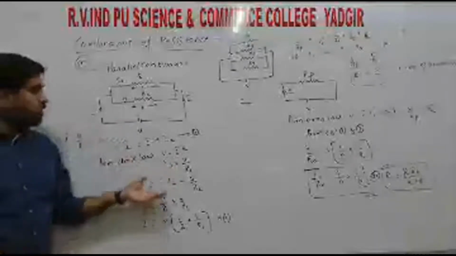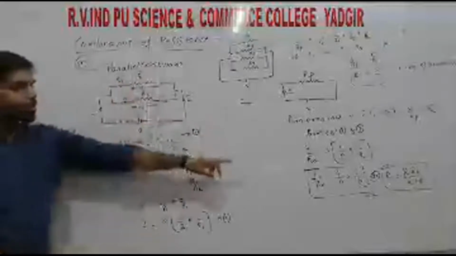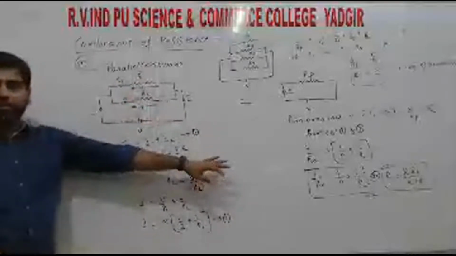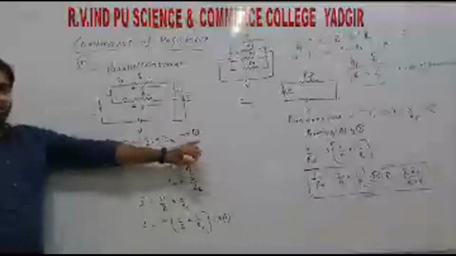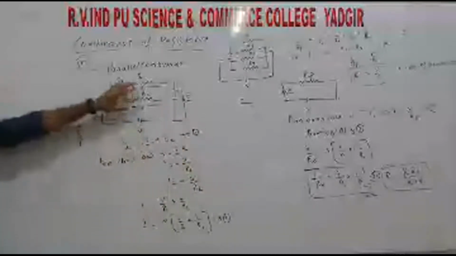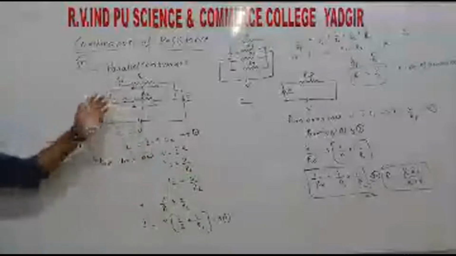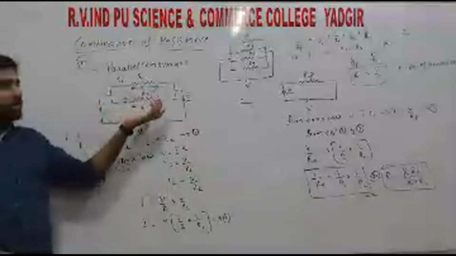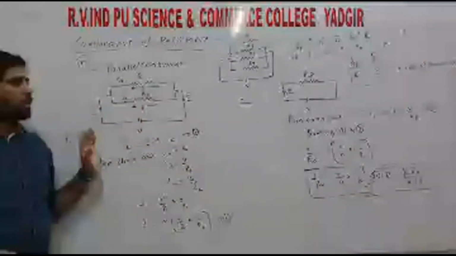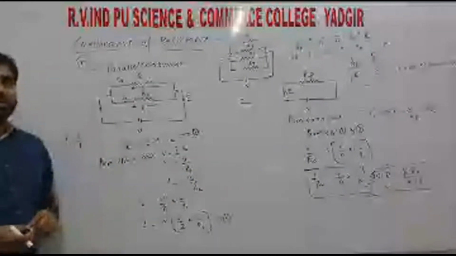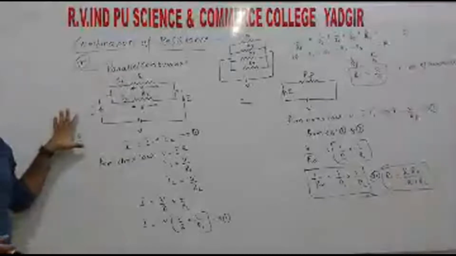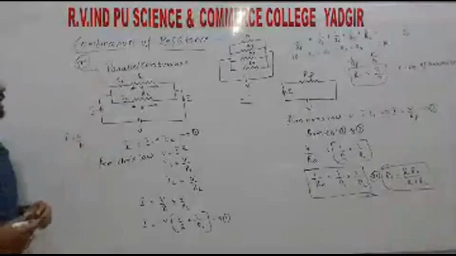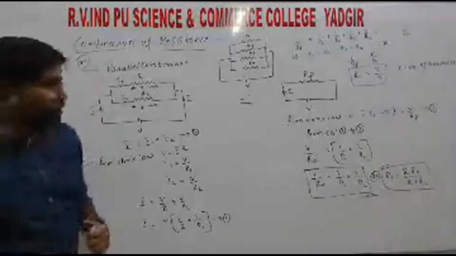Both are opposite. In parallel combination we had 1 by Rp, whereas in capacitors in series, 1 by Cs is equals to 1 by C1 plus 1 by C2. So the equation that came in resistance gets interchanged in capacitors. So don't confuse between the capacitors and resistance, right? So this is about the combination of the resistance, right?